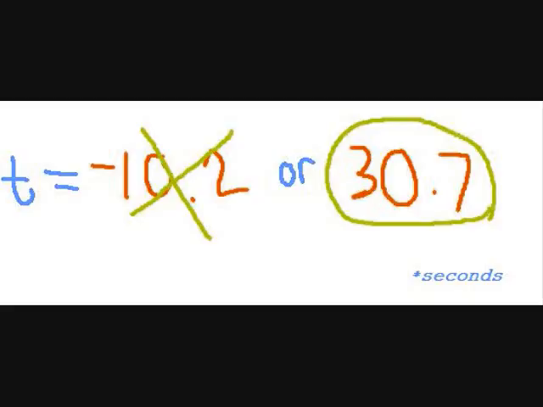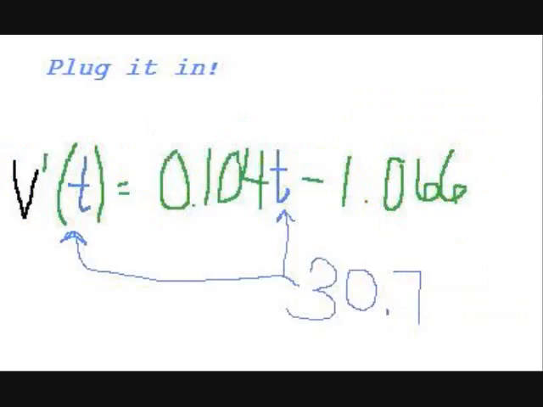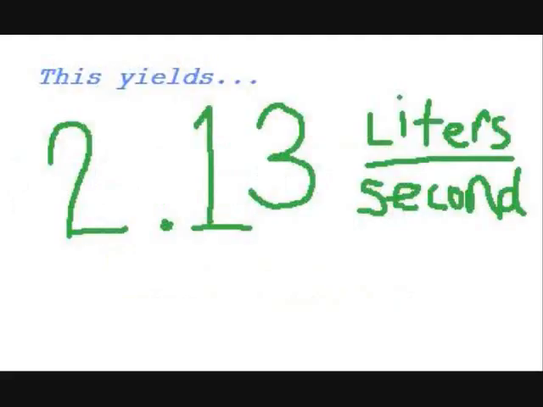And we now also have both volume and time, so let's plug them into our flow rate equation. The solution is 2.13 liters per second. That is the water's flow when the water level is at 10 centimeters. Now we know the rate at which the water will leave the barrel through the hole in the bottom.